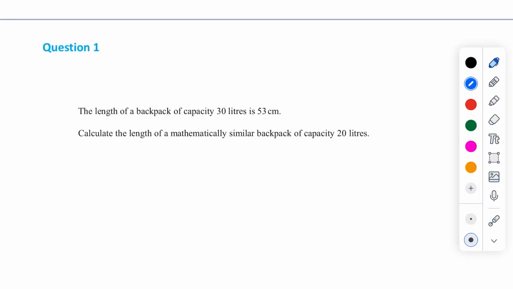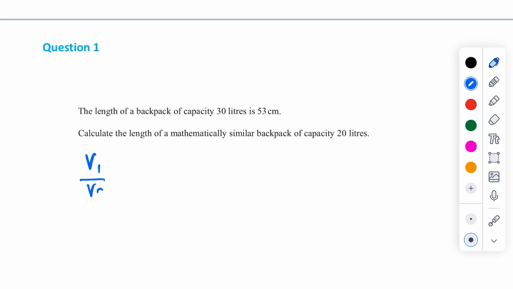So welcome, this is a worksheet based on similar shapes or similarity from IGCSE. The length of a backpack of capacity 30 liters is 53 centimeters. Calculate the length of the mathematically similar backpack of capacity 20 liters. So what am I going to do?